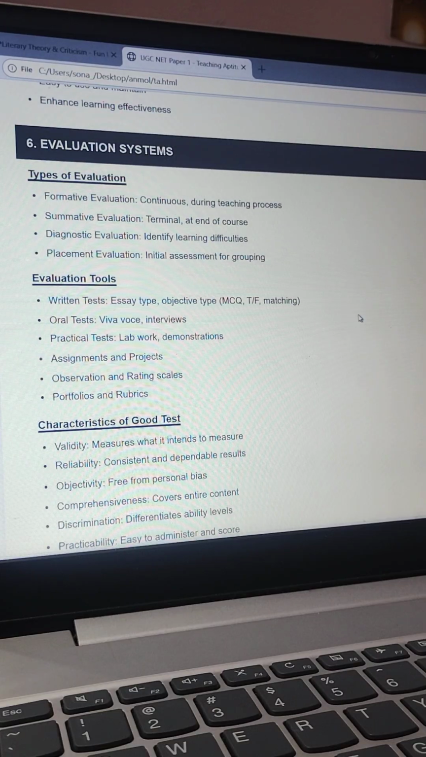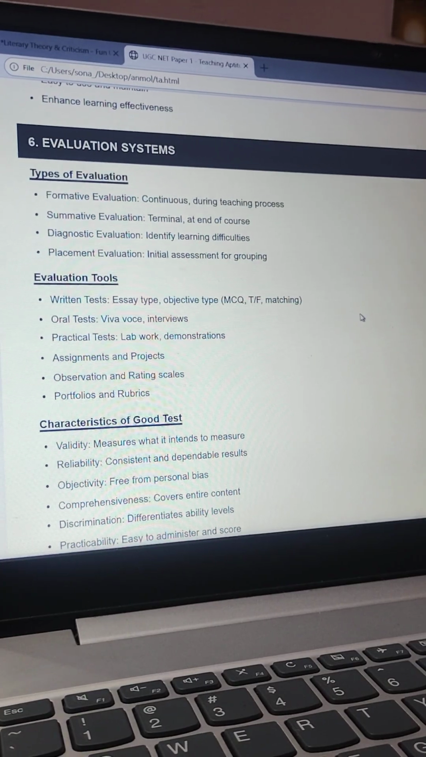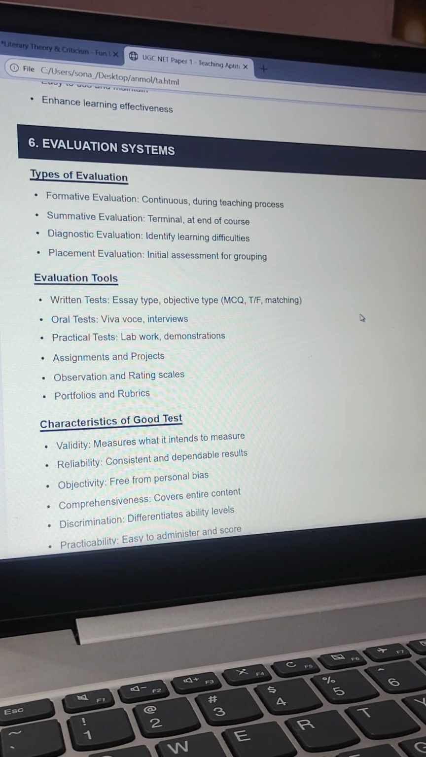There again comes the important part, that is evaluation system. Evaluation system is also the most asked topic. Here comes the formative evaluation, which is very important along with the summative evaluation. So let's drill down and know what this is.